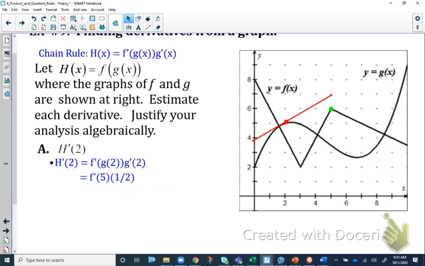And so now I'm going to look, what's the slope of the tangent line of function f when x is 5? Well, at 5 there, we have a corner. And because we have that corner, we cannot take the derivative of the function at that point. So the derivative h prime of 2 does not exist.